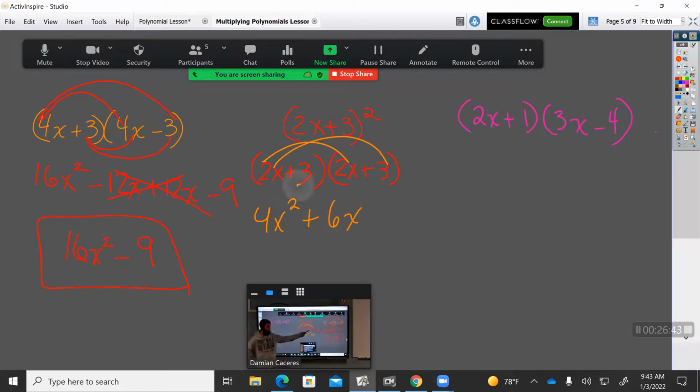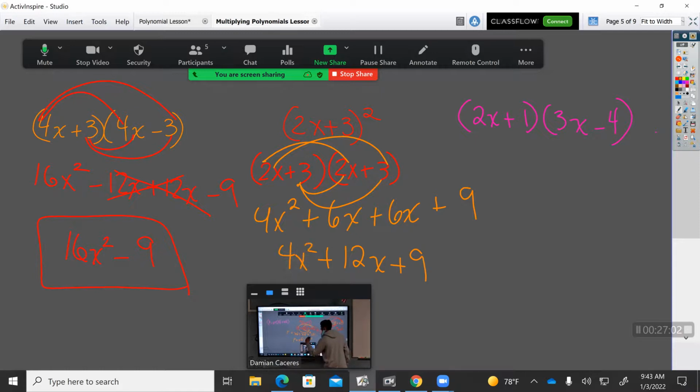Now we distribute the 3 to this side. So 3 times 2x, again positive 6x, and 3 times 3 is positive 9. Now you can combine the like terms in the middle. 6x plus 6x gives you 12x, and bring down your plus 9 at the end and the 4x squared from the beginning.